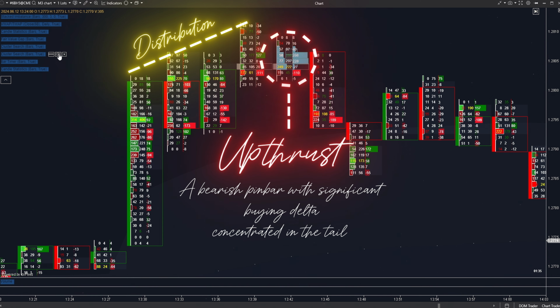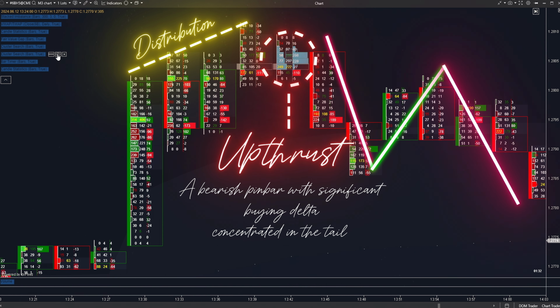Then comes the upthrust, a bearish pin bar with significant buying delta concentrated in the tail. Turn on the cluster search indicator and it highlights aggressive buying orders trapped at the highs. Price immediately reverses, and a bearish engulfing on the next candle confirms the shift with the biggest sell delta since the distribution phase. Sellers are now taking liquidity from buyers.